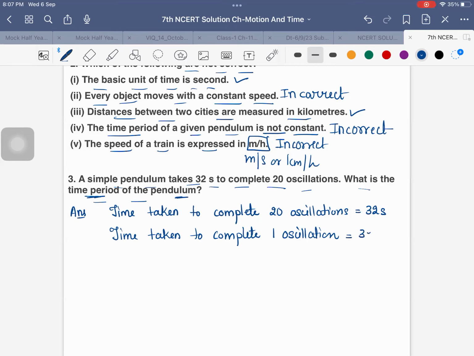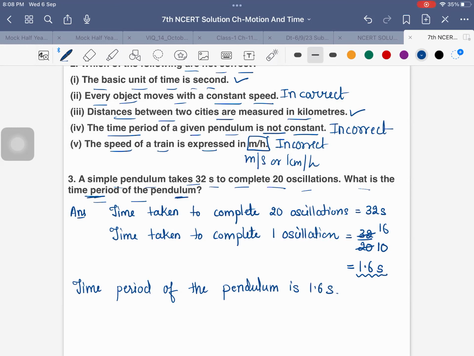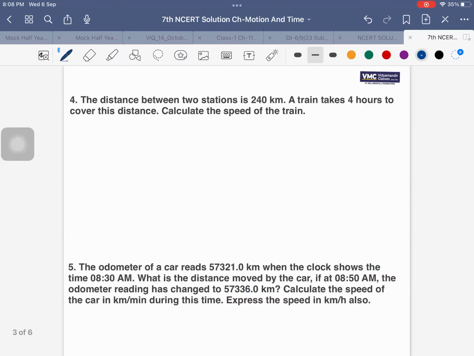So it is 32 over 20. So when we cancel it out, we get 16 over 10, so 1.6 seconds. This is the answer. Time period of the pendulum is 1.6 seconds. Next question, the distance between two stations is 240 kilometers.